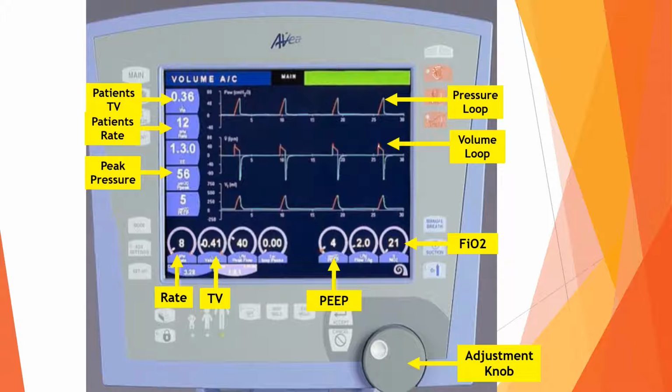So these are kind of the most important things that you would want to look at, especially when you're evaluating your patient in the morning. We want to often see that the things that we set are what the patient is really doing. If you look in this patient, the rate is set to 8, but the patient's rate is 12. So we can tell that the patient is overbreathing the ventilator.